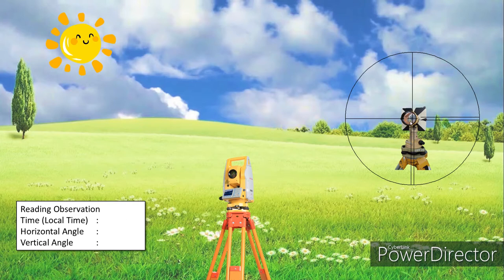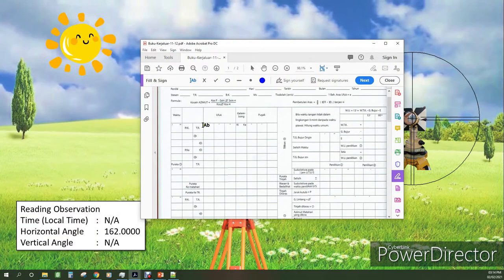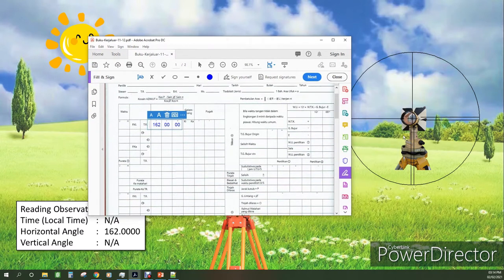When we target the back side of the prism over the reference point, we will get a horizontal angle reading of 162.00, in the unit of degree, minute, and second. So, in our booking form, we fill in this column. The TR is for tanda rujukan, so we fill in the degree, minute, second here. So we key in 162.00.00 in this column. For the time, we do not need to note it because this is not a solar observation. We only take the reading on the backside of our bearing.